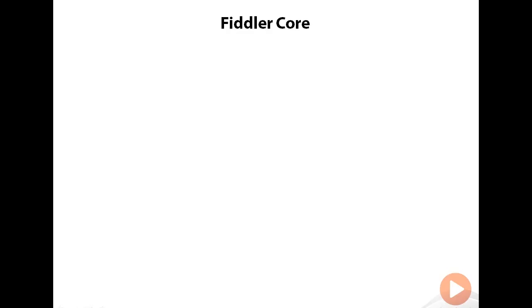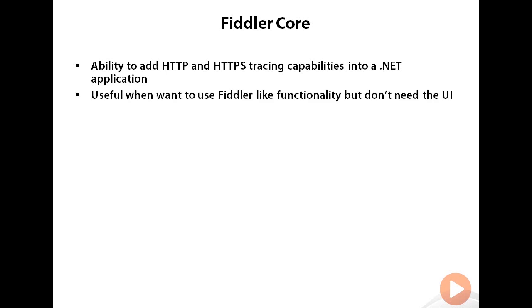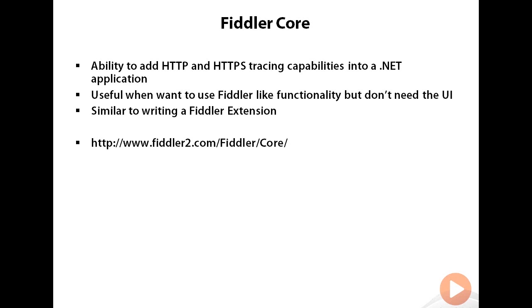A nice addition to Fiddler now is the Fiddler Core, which is the ability to add HTTP and HTTPS tracing capabilities into a .NET application. So basically the core functionality of Fiddler has been pulled out into a .NET assembly so you can leverage that functionality inside your own applications. It's useful when you want to use Fiddler-like functionality, but you don't need the UI. It's very similar to writing a Fiddler extension, so it's not hard to do if you have experience with those.